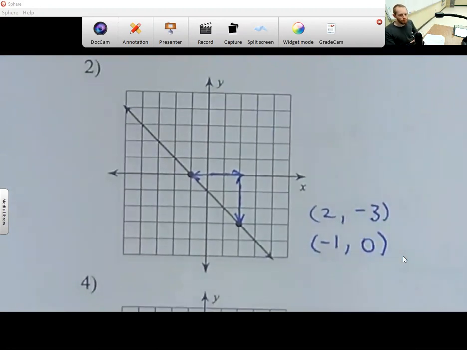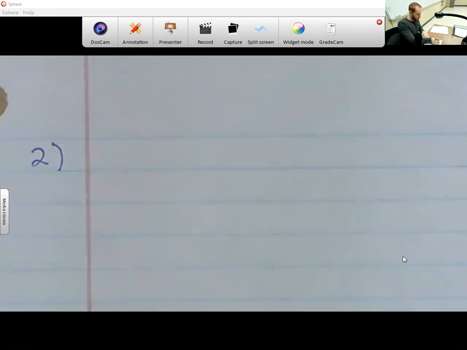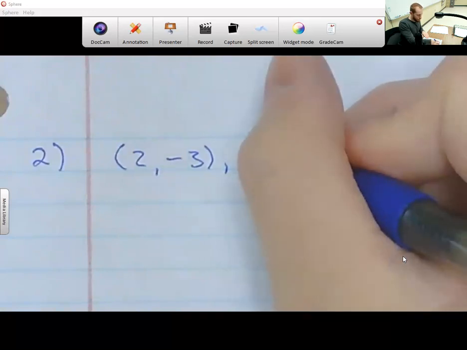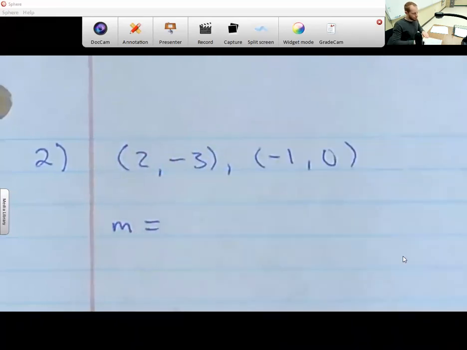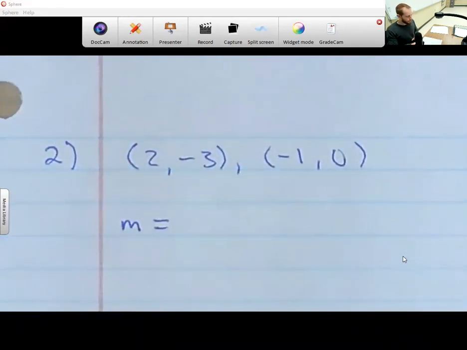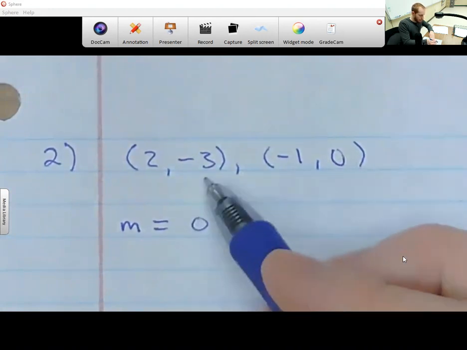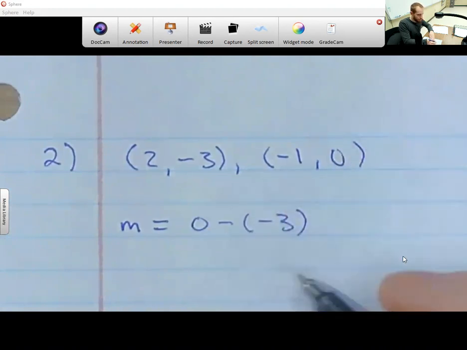And we're going to take those 2 points and we're going to put them into the slope formula. So heading back to our paper, I'm going to write my 2 points down. We have the 2 points, 2 comma negative 3 and negative 1, 0. Okay. So these are what my 2 points are going to be. Now to put them in the formula, I'm going to subtract the y's on top. That means I'm going to have 0 minus negative. I'll put that negative 3 in parentheses because I have 2 different negative signs.